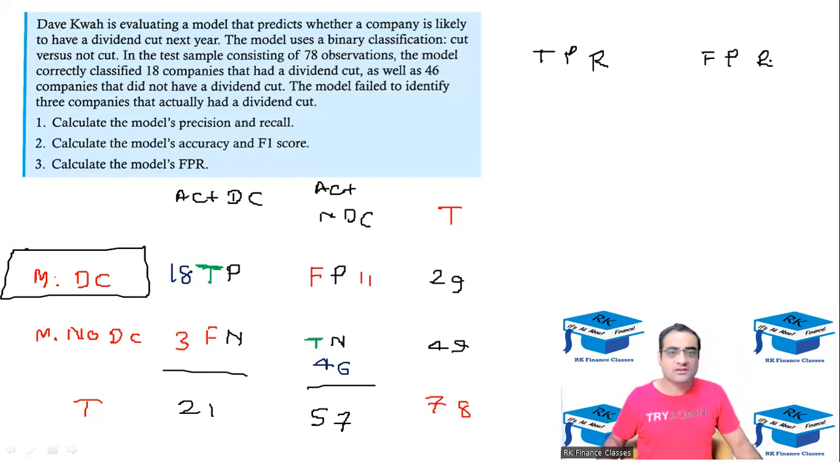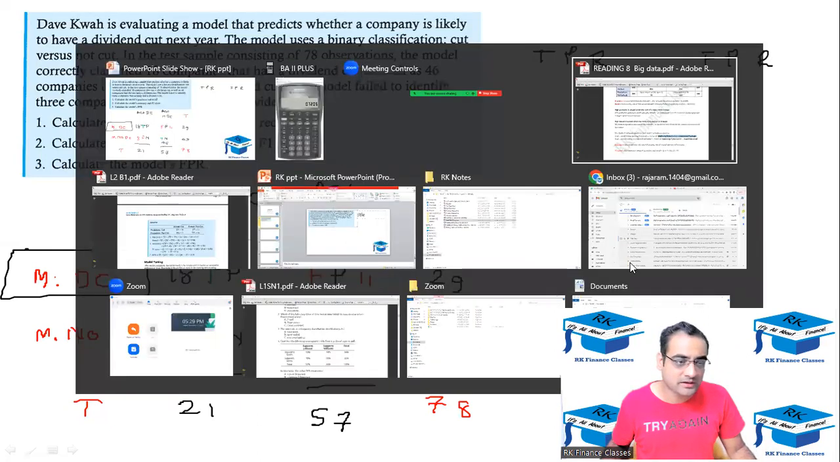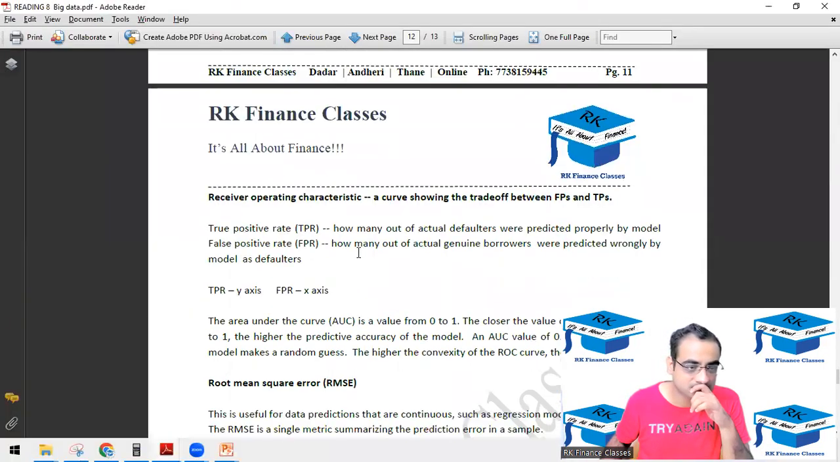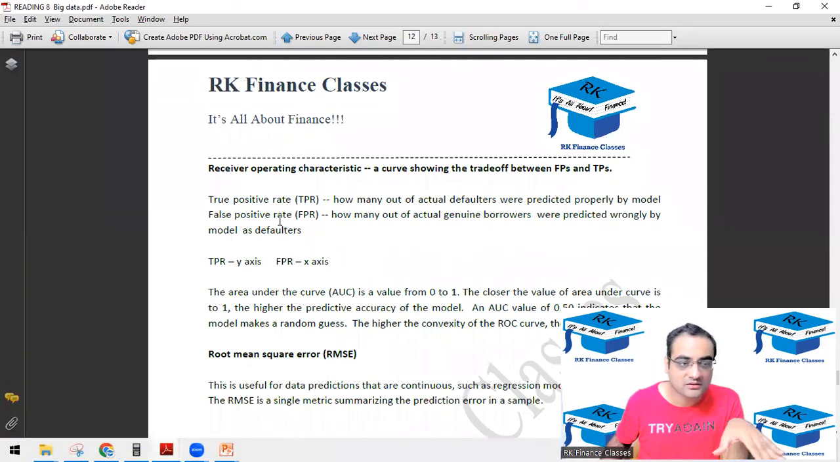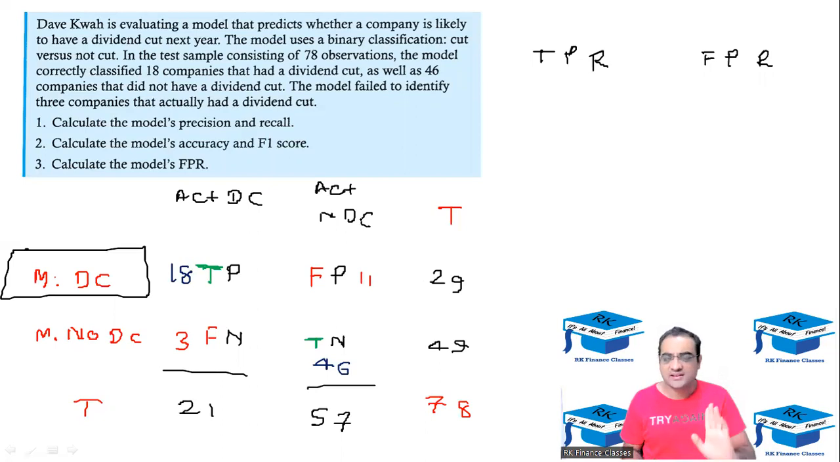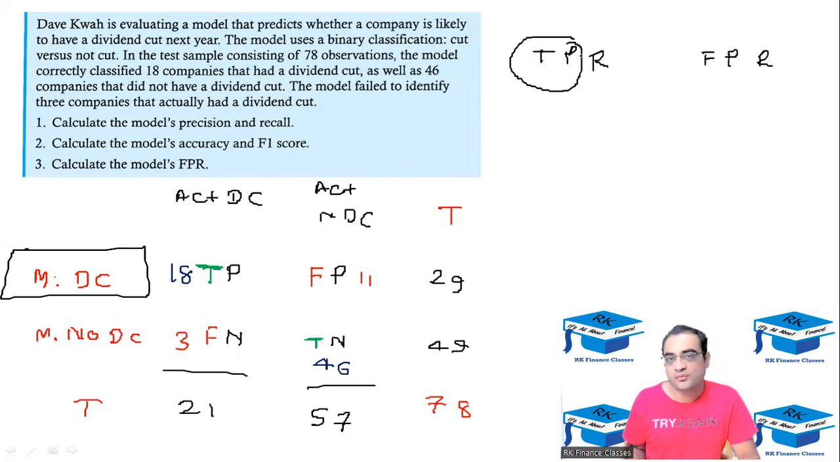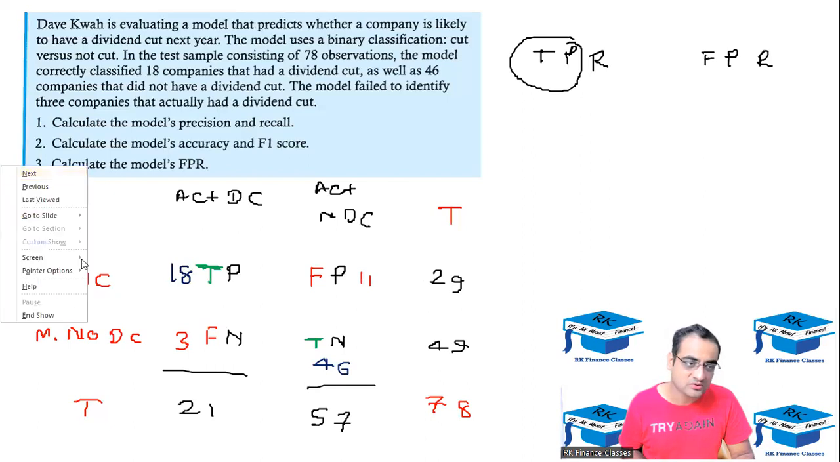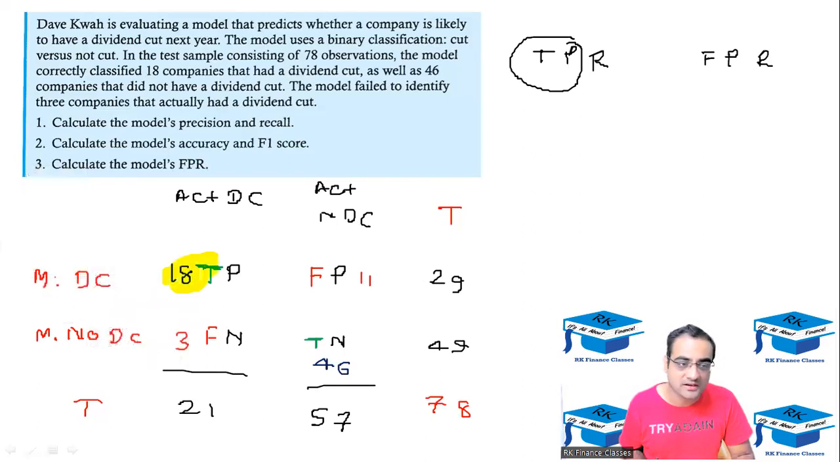I had also put it in my notes. The TPR is plotted on the y-axis and FPR is plotted on the x-axis. Very easy concept of TPR. As they say, true positive: we need to identify the true positives, that is the positives which are correctly identified. That is 18, the same numerator as in precision and recall. That's the true positive.